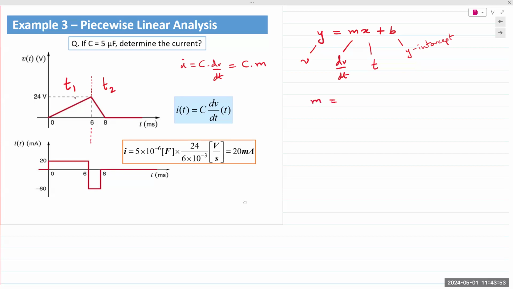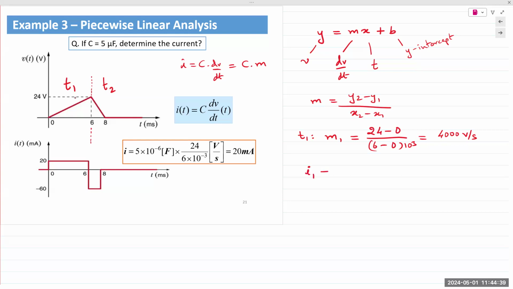Slope, of course, as I just said, is the difference in two coordinates. So for T1, between 0 and 6, the slope m1 can be written as, I'm going to take the two endpoints of the line, that's what I usually do, 24 minus 0 over 6 minus 0 milliseconds. That gives me a value of 4,000 volts per second, or 4 volts per millisecond. Either is right.